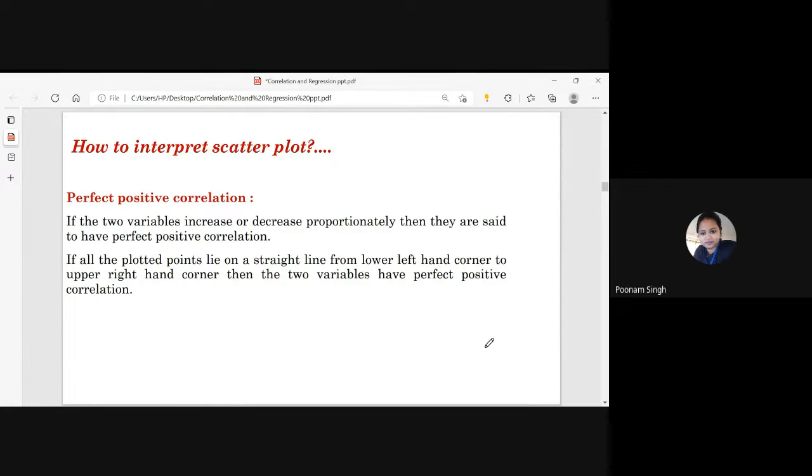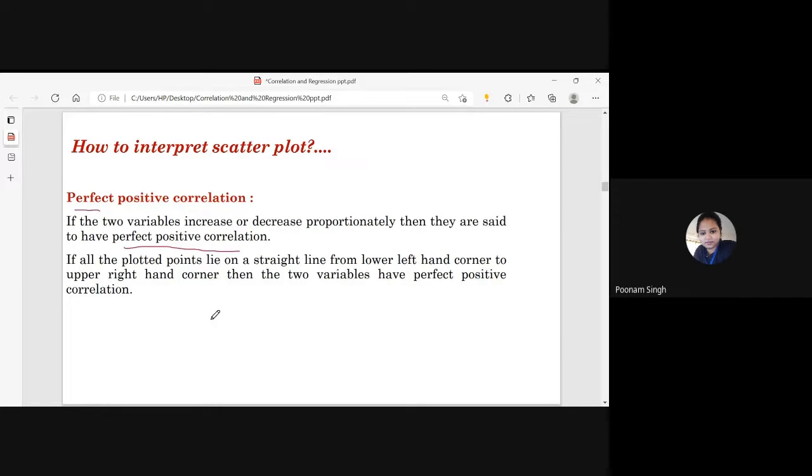Okay, so let's see the perfect positive correlation. We have seen the positive correlation. Positive correlation means that if one variable increases, then the other variable also increases. Smaller values of x are associated with smaller values of y, and larger values of x are associated with larger values of y. We say that two variables are perfectly positively correlated if they increase or decrease proportionately, then they are said to have perfect positive correlation.